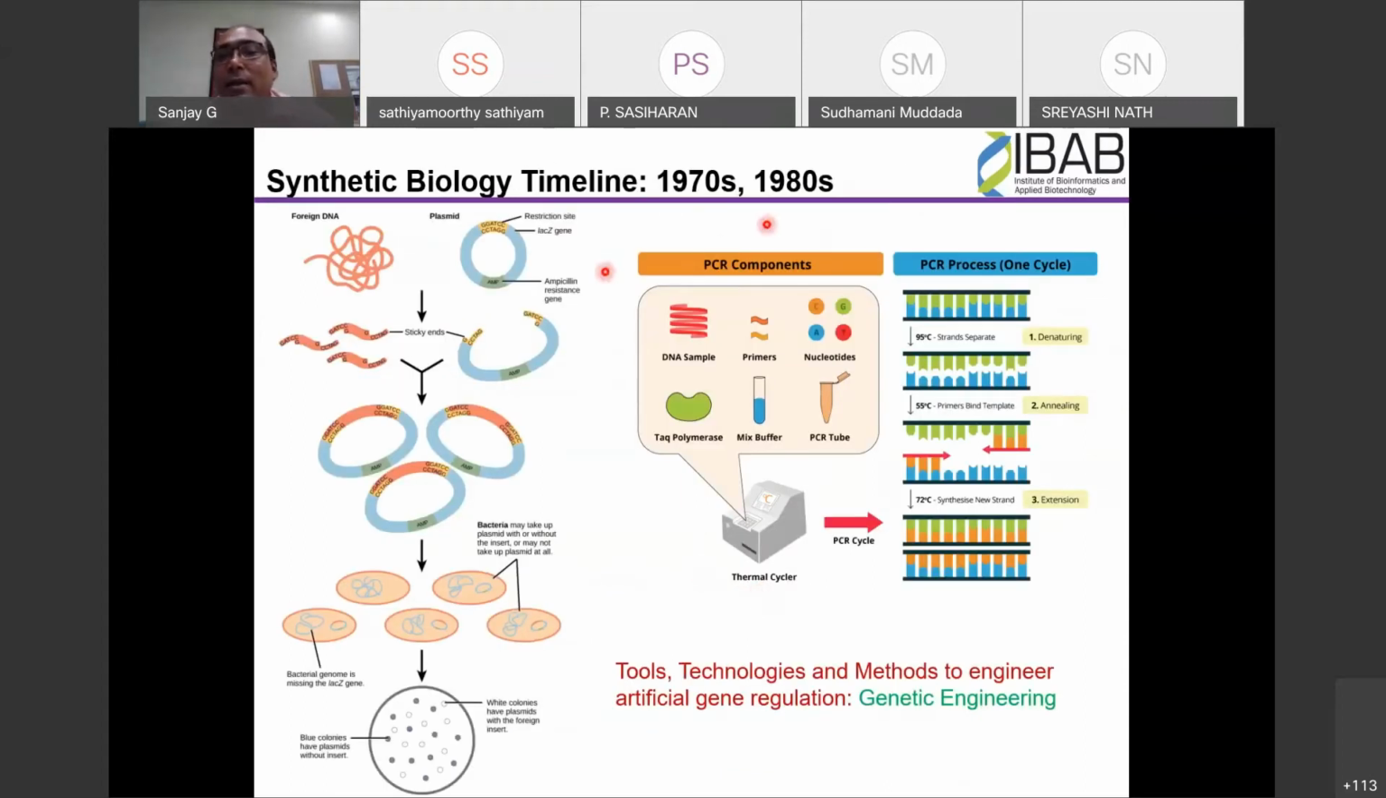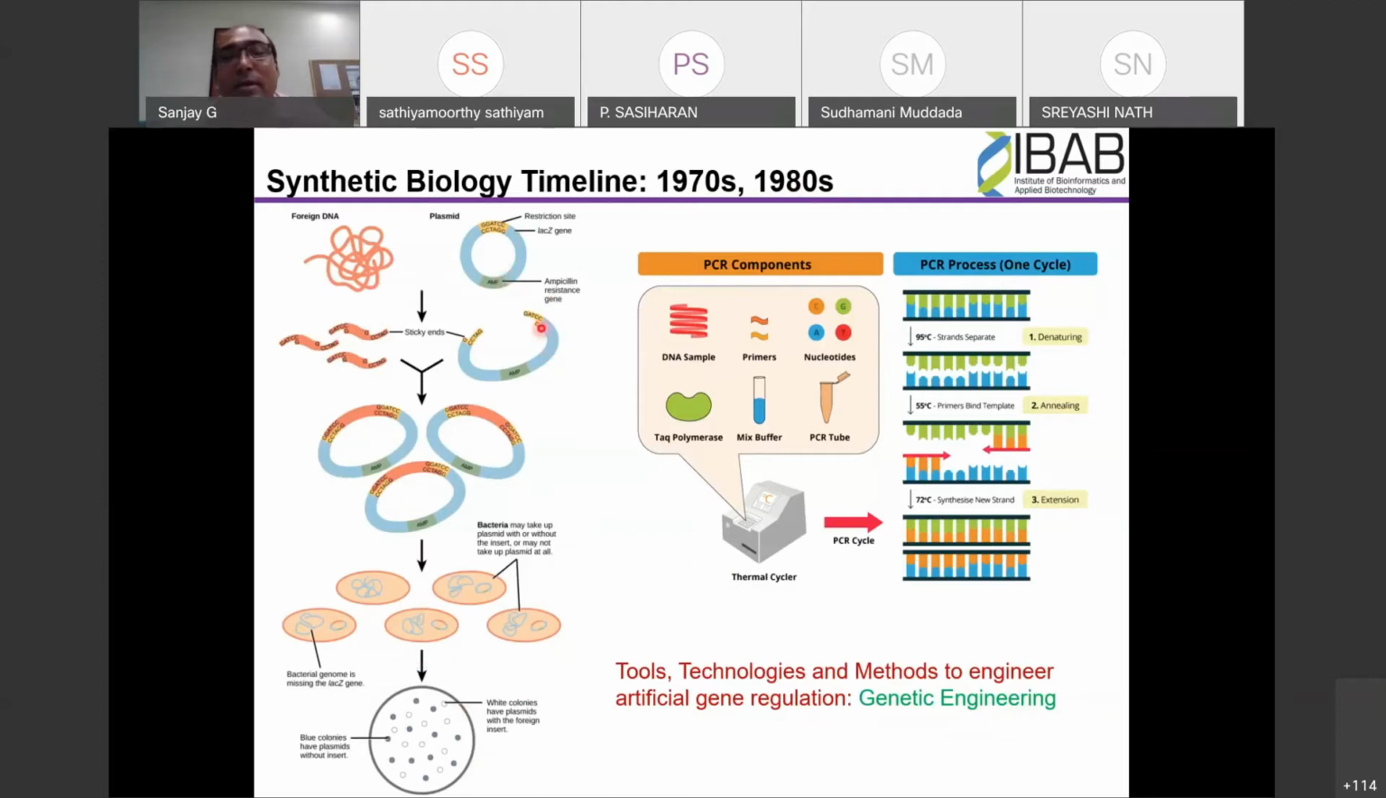The other technological advancement was in the 1970s and 80s. We know that in the 1970s the recombinant DNA technology started picking up pace. So people could take foreign DNA, clone it by restriction enzymes into vectors, and then make the recombinant bacteria, which can be selected quite easily. So that allowed foreign DNA to be cloned, right?